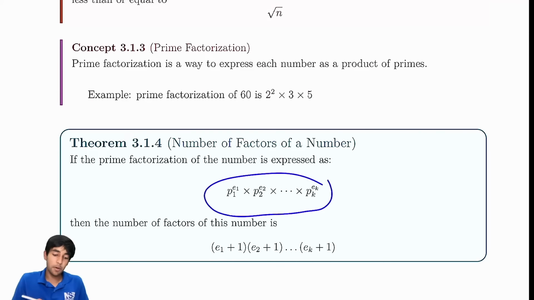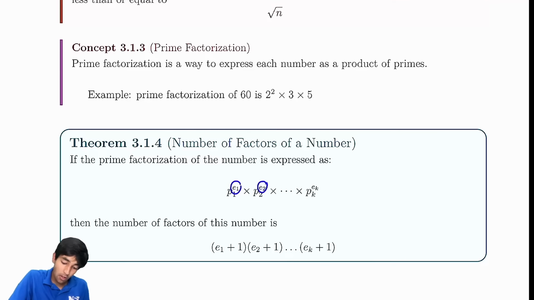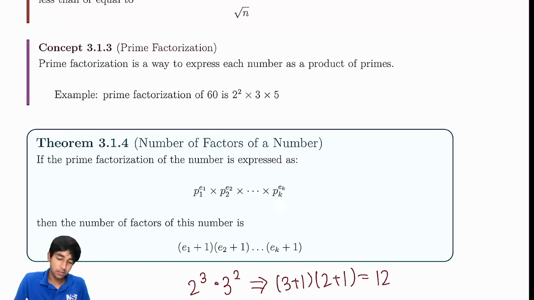Number of factors of a number. You have this prime factorization. The number of factors, you just add 1 to all these exponents and multiply. For example, let's say we have 2 cubed times 3 squared. This thing, we have 3 plus 1 times 2 plus 1, which is 12 factors.